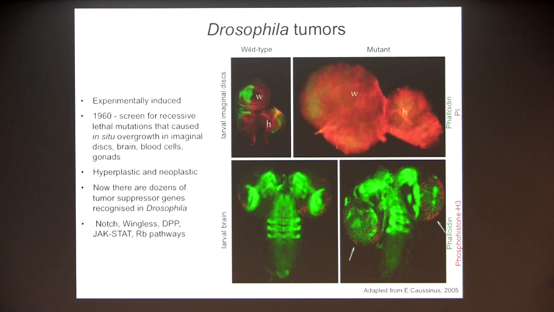Now there are dozens of genes that are known in Drosophila as tumor suppressors or oncogenes, and they are involved in many important pathways that are important for mammalian tumorigenesis, like the Notch pathway, the Wingless pathway, which is the Wnt pathway in mammals, also the DPP pathway, the JAK-STAT pathway, or retinoblastoma, and many more.